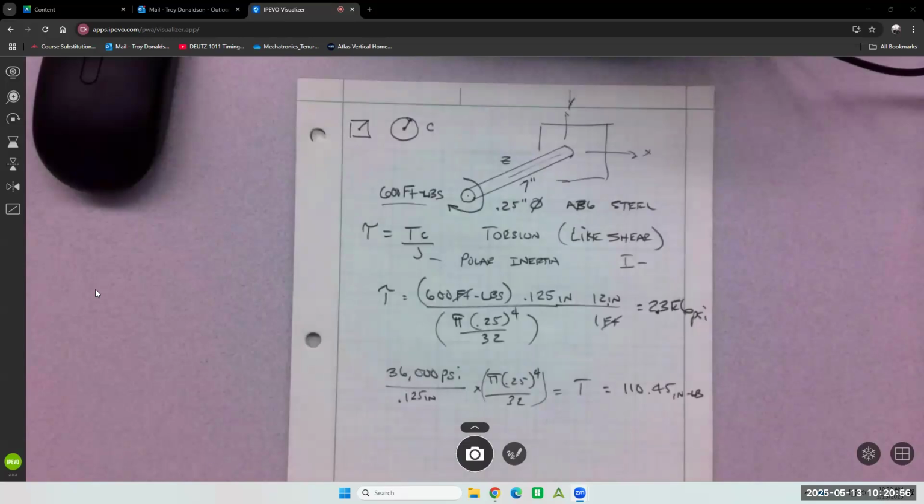Anyone get 110? Yeah. And since everything's in inches, I got pounds per square inch, I got inches to the 4th. It's going to be torque in inch-pounds. Okay. So the pounds are on top here. This inch is actually down below here.